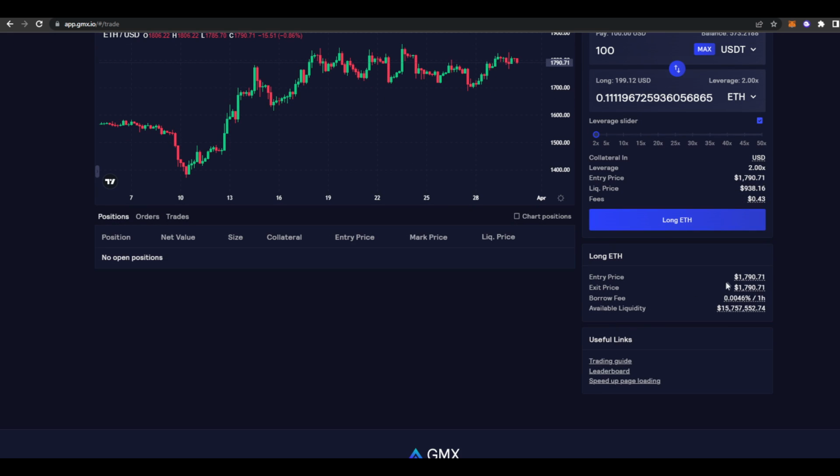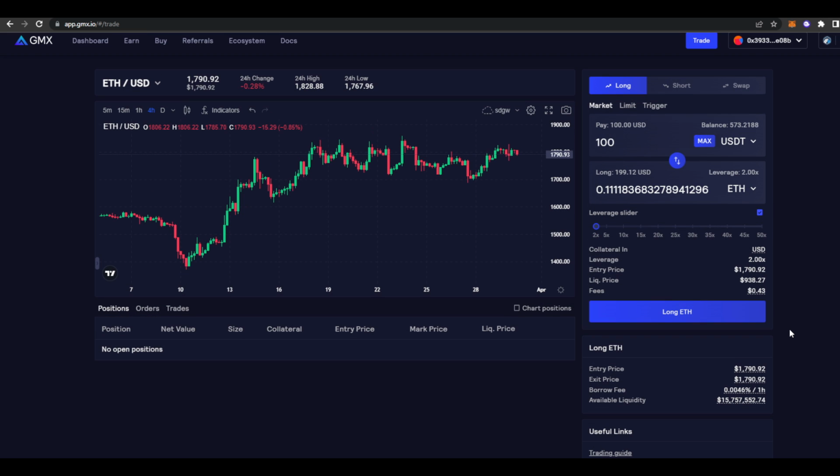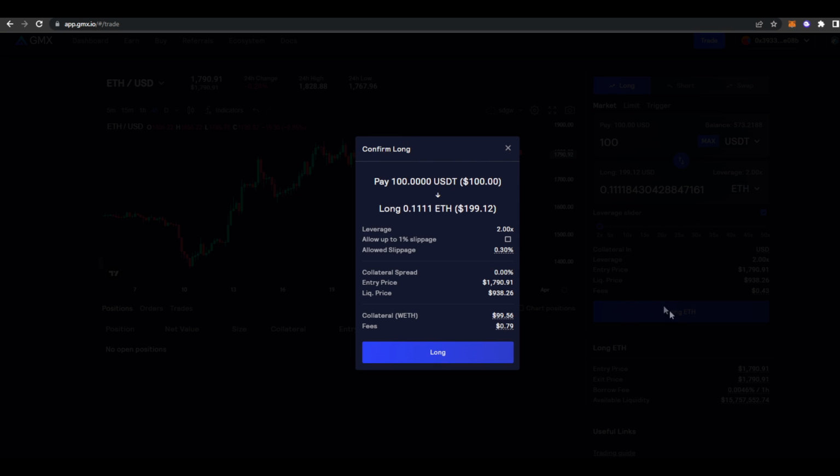So let's just take a look here. So this is my entry price, my borrow fee. So this is effectively like funding rates, and then this is the available liquidity, a max ETH long capacity. So this is how much people can actually long ETH, and then this is how much is currently long. So that's 57 million out of the 73 million that's actually available. Now I'll talk about that a little bit later on, because I think that's one of the flaws of GMX, is that it's not super scalable. But I'll just show you how to go long on GMX first.